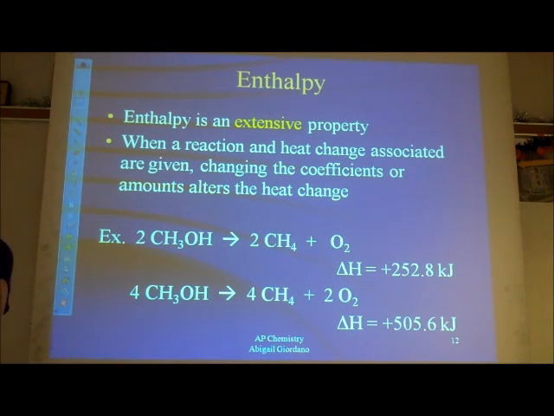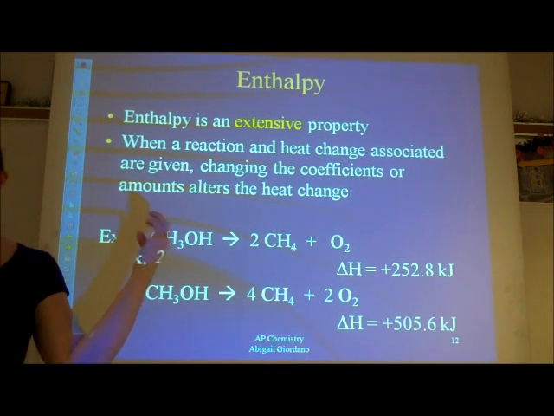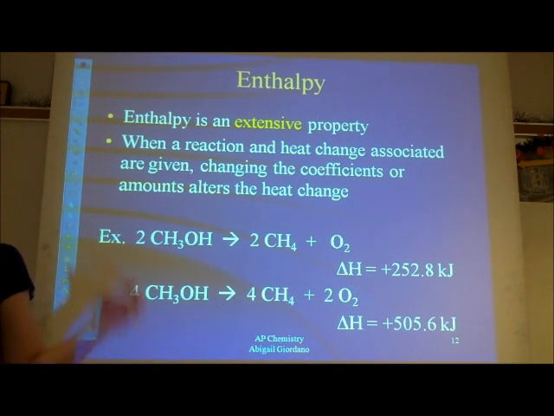If I have an ice cube versus an iceberg, same substance, very different amounts, they will have the same density. They'll have the same melting point. Enthalpy is an example of something that does change when you change the amount. What's another extensive property? Mass, what else? Volume, weight.